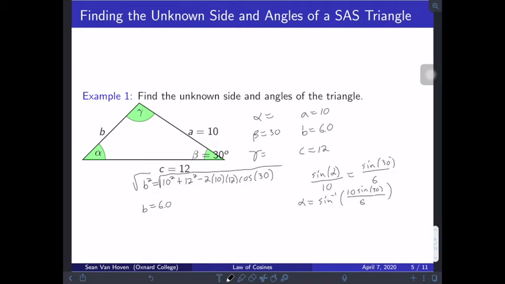And what we get here is that our alpha is equal to 56.4. Now that we have 2 out of 3 angles, we can go ahead and just do 180 degrees minus 56.4 minus our 30. And that will give us our gamma, which in this case gives us 93.6.